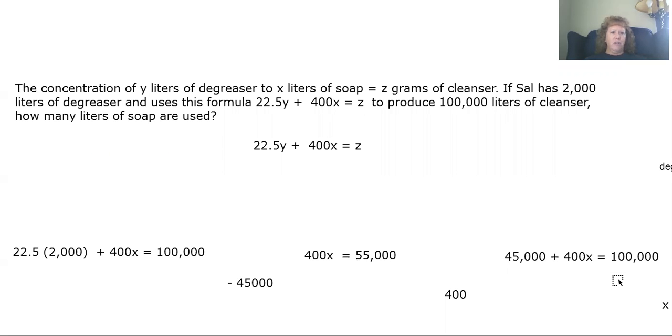The concentration of Y liters of degreaser to X liters of soap equals Z grams of cleaner. Well, that's already a mouthful. So let's go a little further though, and then we'll make some notes. If Sal has 2,000 liters of degreaser and uses this formula to produce 1,000 liters of cleaner, how many liters of soap are used? I copied down the equation again here to give me some room to work with.